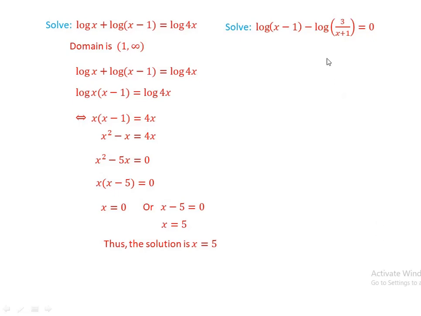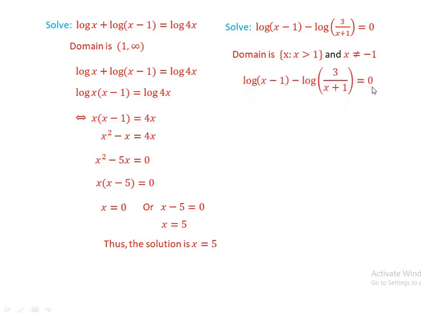Log of x minus 1 minus log of 3 over x plus 1 is equal to 0. Now to solve this, first let us determine the domain. X minus 1 should be greater than 0, and x plus 1 should be different from 0, as well as x plus 1 greater than 0. By taking the intersections, the domain becomes x such that x is greater than 1, and x should be different from minus 1.